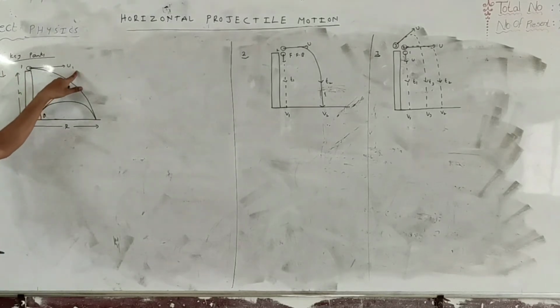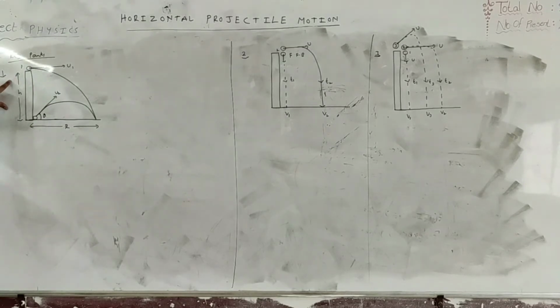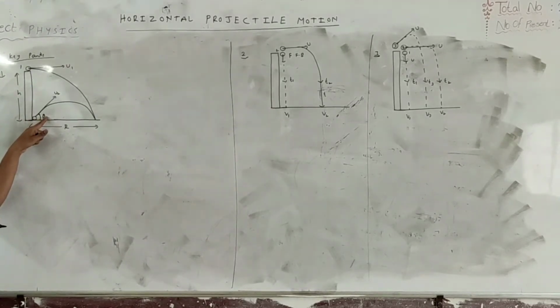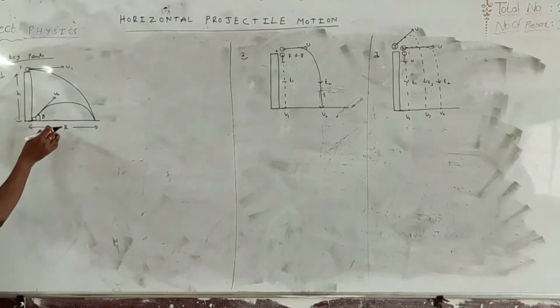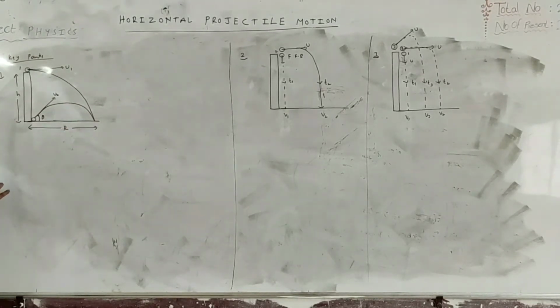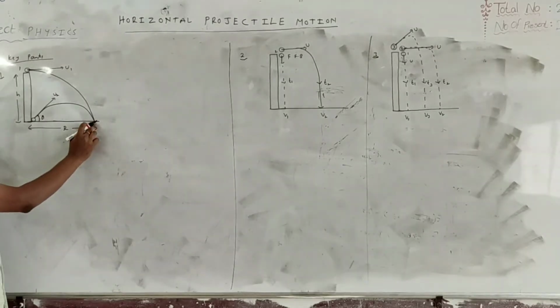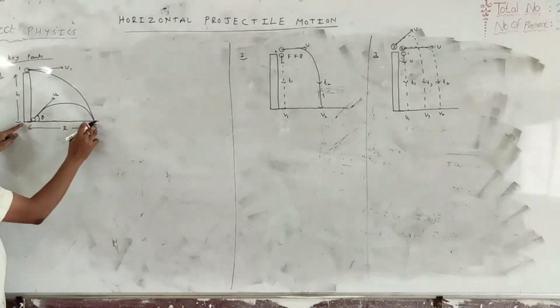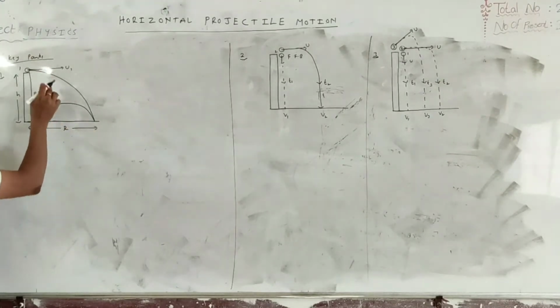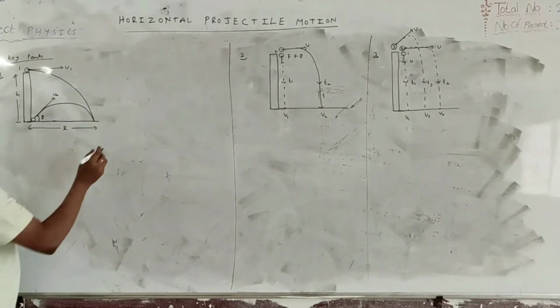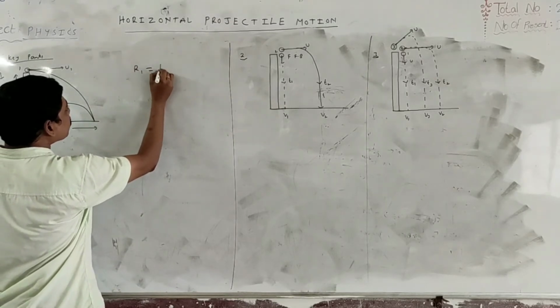The first body is projected horizontally with a velocity u1 from the top of a tower at a height h. And the second body is projected at an angle theta with a velocity u2 from the ground. The second case is oblique projectile motion, and the first case is horizontal projectile motion. When the two bodies reach the same point on the ground, that means from the point of projection to striking the ground, the ranges will be the same in both cases. That means R1 is equal to R2.